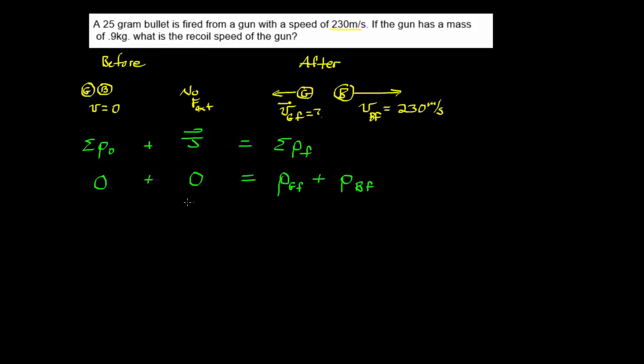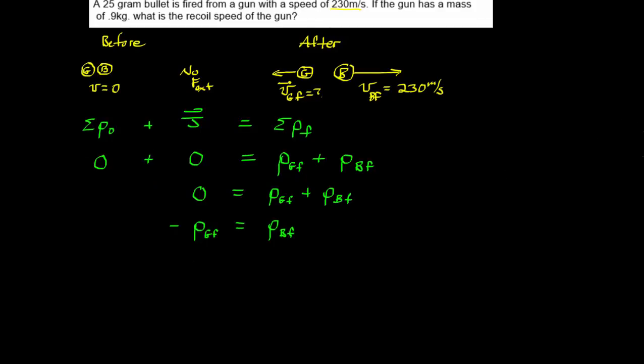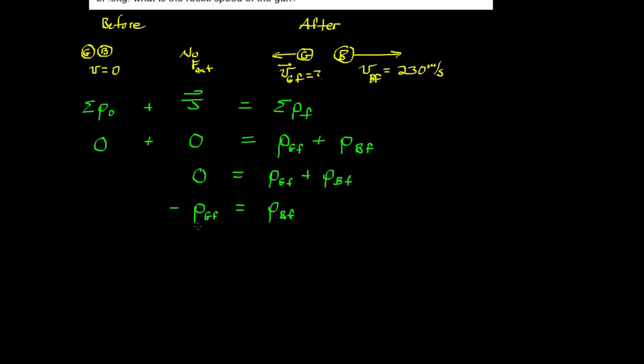Okay, so let's go ahead and simplify. So we get 0 is equal to the total momentums: momentum of the gun final plus momentum of the bullet final. And I'm going to want the velocity of the gun, so let's move this over. So we get negative momentum of the gun final is equal to the momentum of the bullet final. Now we can change some stuff. Can't drop this negative.